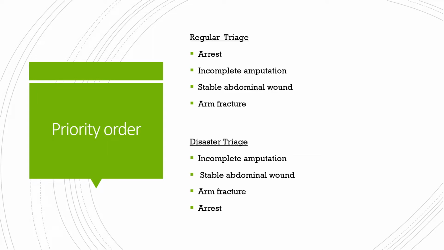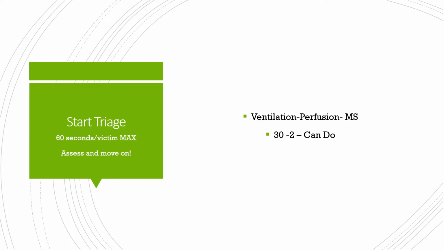So here's an example of triage. So regular triage, the cardiac arrest person would be first, which makes sense. They're worst off. Then the incomplete amputation, then the stable abdominal wound, and then the arm fracture. And then in a disaster triage, the incomplete amputation would be first, followed by the stable abdominal wound, the arm fracture, and then someone who's cardiac arresting. And I'll show you how they come to these determinations here.